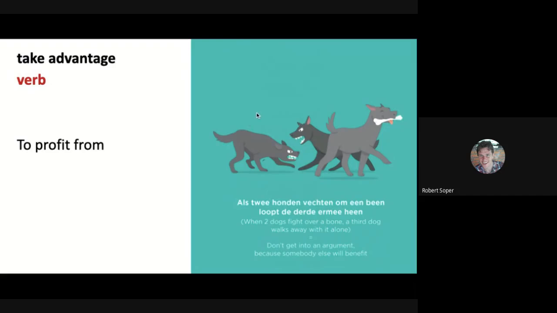Putting that in another sentence, we could say something like, you shouldn't take advantage of people. And this is kind of true. We don't often consider it nice to take advantage of people. So we don't like when we profit from other people's disadvantage, let's say. Okay, try and put this verb take advantage in your own sentence.